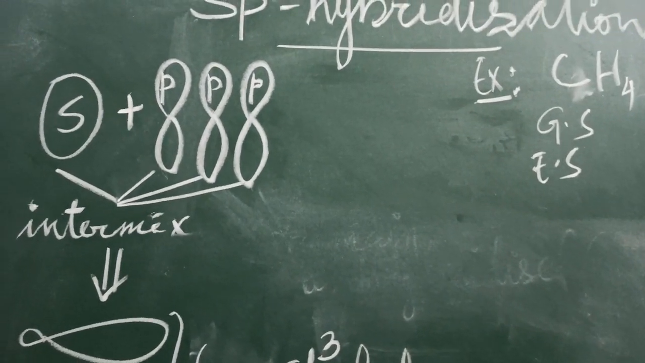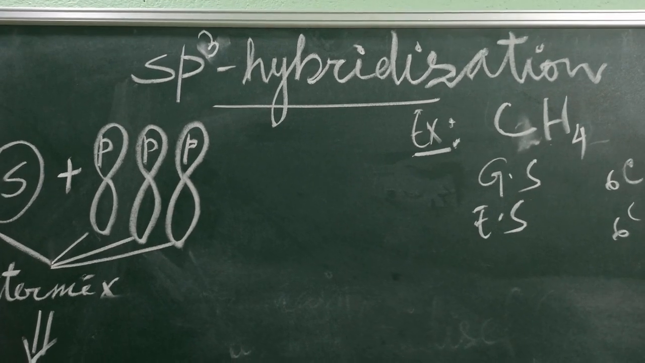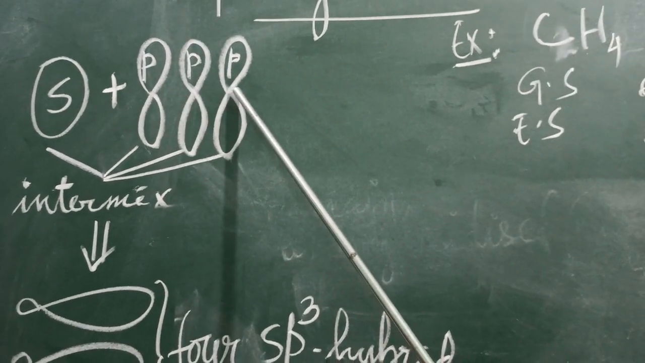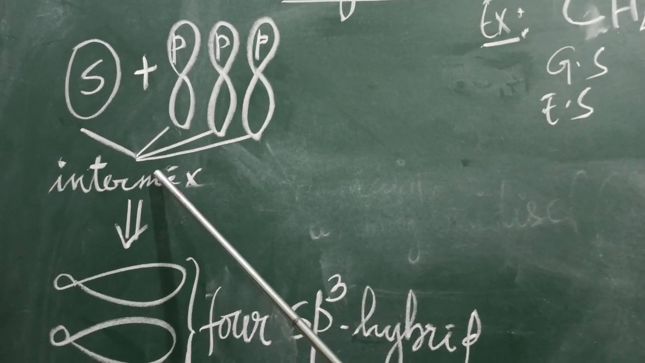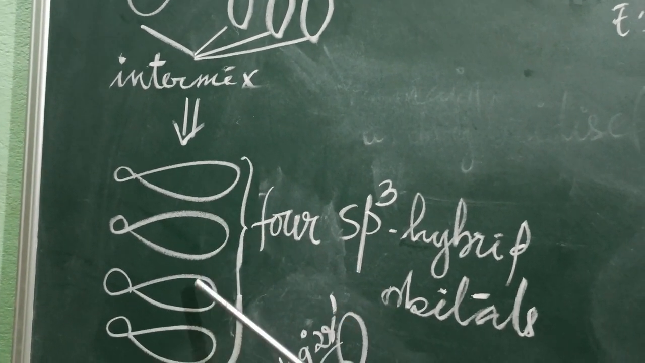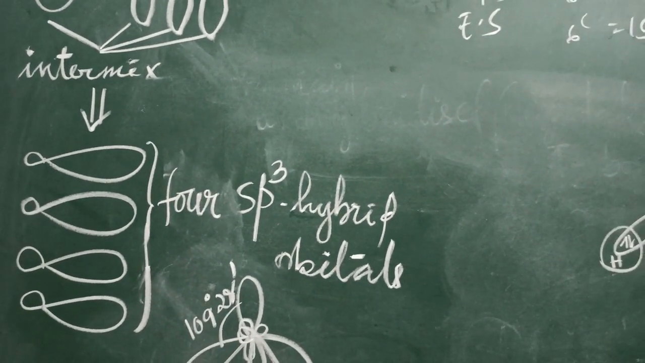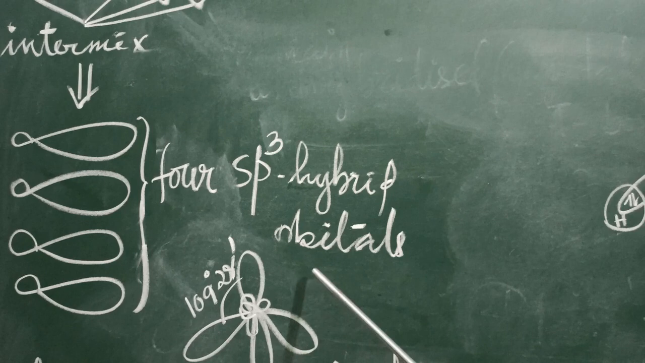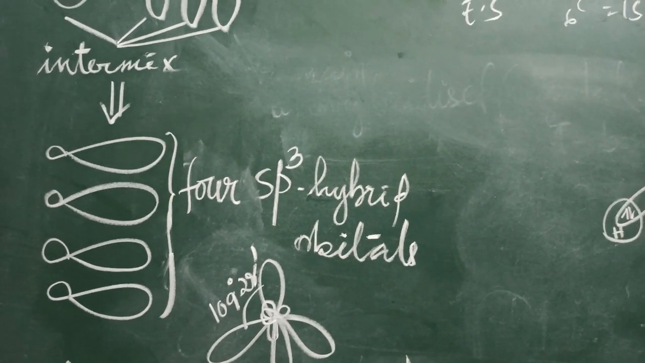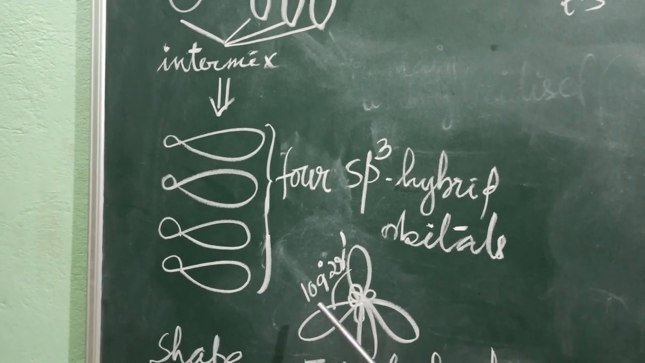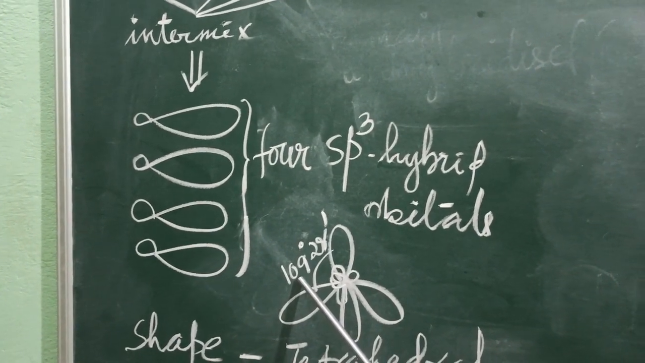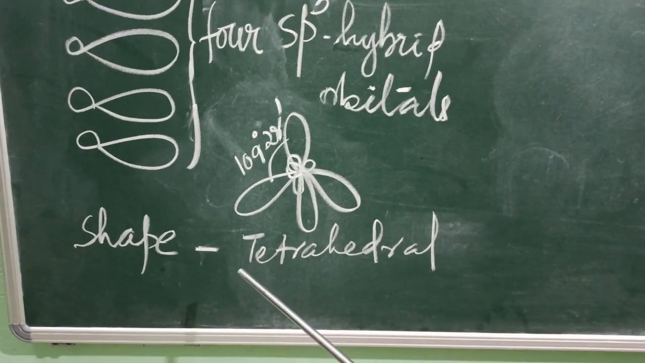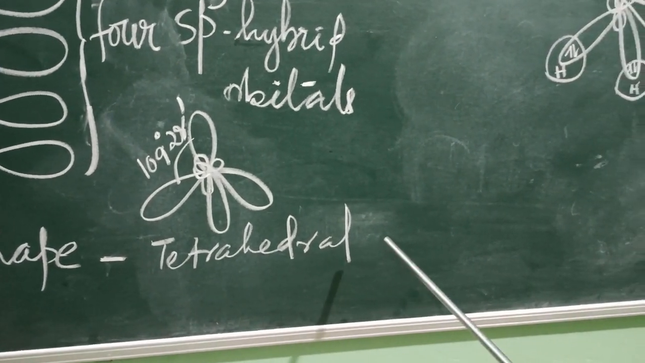Okay. Now this is sp3 hybridization. That means 1s and 3 of the p orbitals will intermix with each other to give 4 sp3 hybrid orbitals. Since there are 4 hybrid orbitals around a central atom, they tend to remain at maximum distance apart in space, making an angle of 109 degrees 28 minutes. It means each angle, this angle, this angle, this angle in space. That's why that results in a tetrahedral shape.